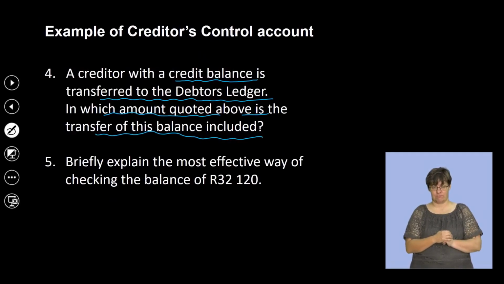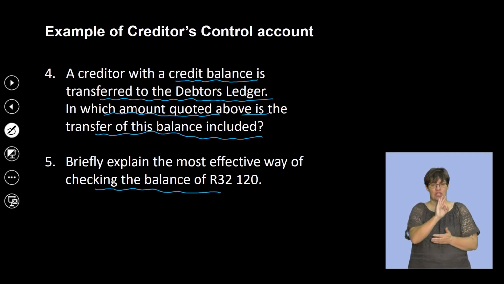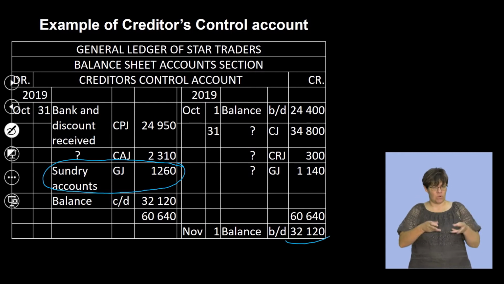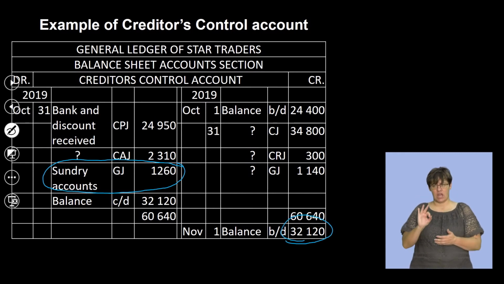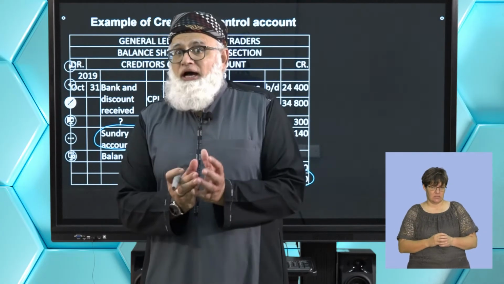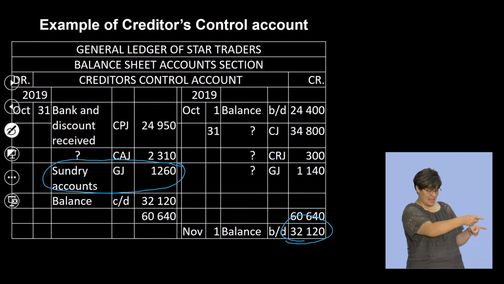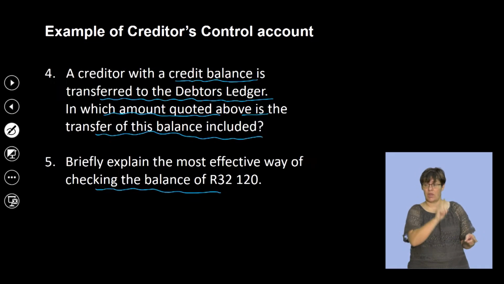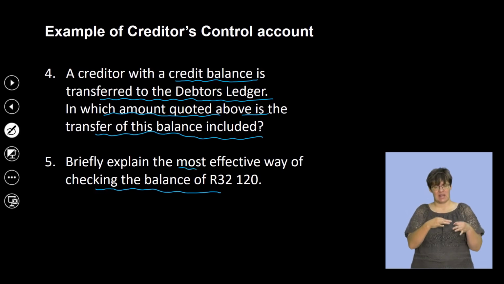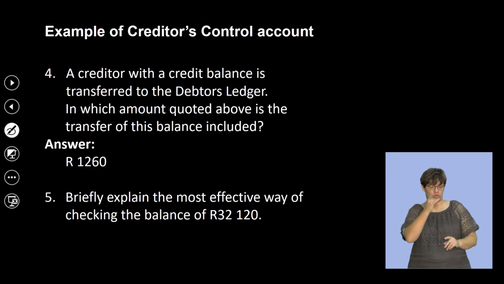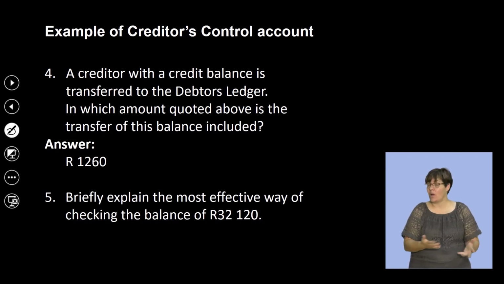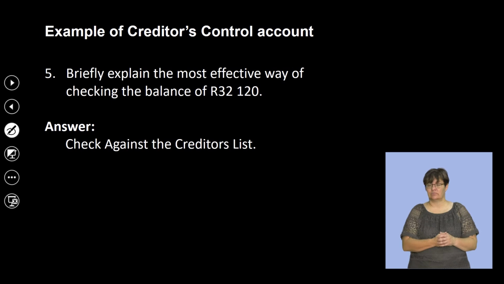Okay? Briefly explain the most effective way of checking the balance of 32,120. So here we go. There's a credit balance of 32,120. In other words, my control account tells me that my creditors are owed an amount of 32,120. The question said, briefly explain the most effective way of checking that balance. And the answer is, watch, check against the creditors list.